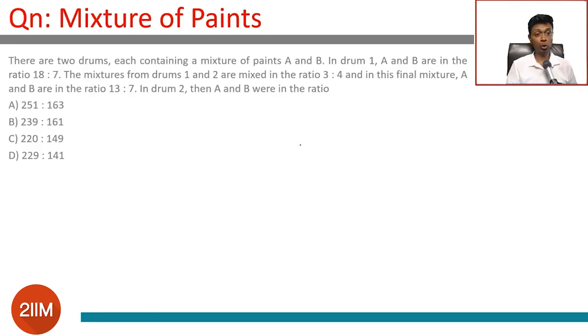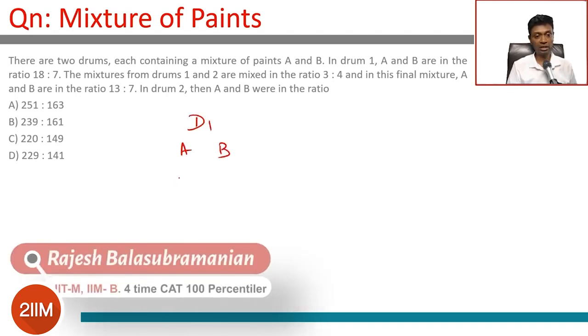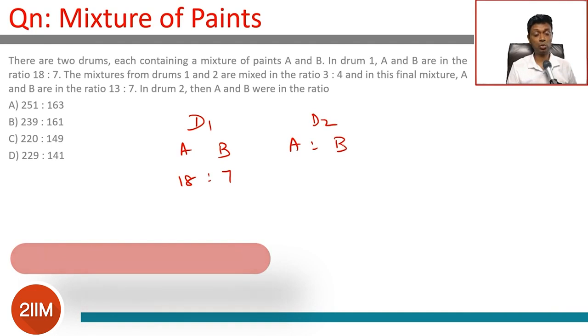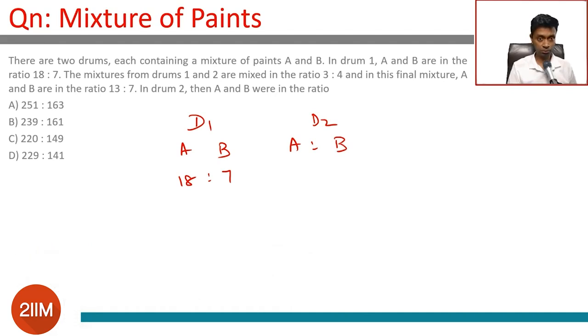There are two drums, each containing a mixture of paints A and B. In drum 1, A and B are in the ratio 18:7. In drum 2, A and B are in a ratio which we don't know. The mixtures from drums 1 and 2 are mixed in the ratio 3:4. And in this final mixture, the overall mixture, A and B are in the ratio 13:7.